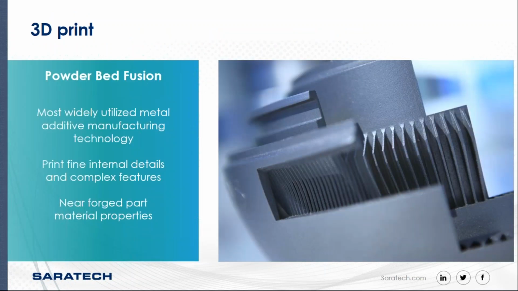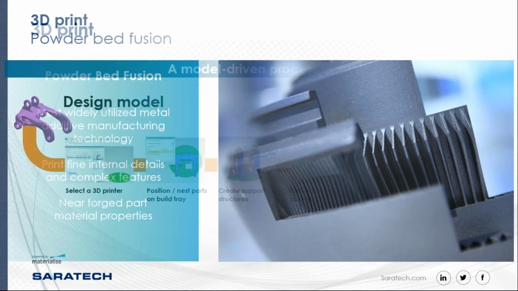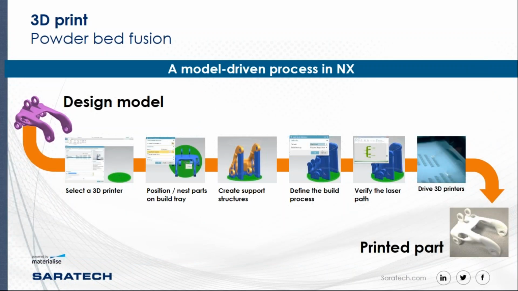So the powder bed fusion technology is the most widely utilized metal additive manufacturing technology out there. It's the most used. You can print fine internal details and complex features, and you can get near forged part material properties, which is very important. In the powder bed fusion design model, you select your 3D printer, you position the nested parts on the build tray, you create your support structures if necessary, you define the build process, then you verify the laser's toolpath, and then you drive the 3D printer to your printed part.